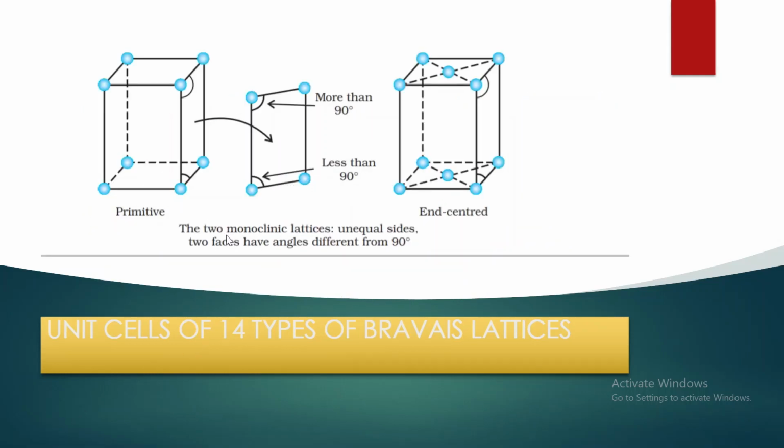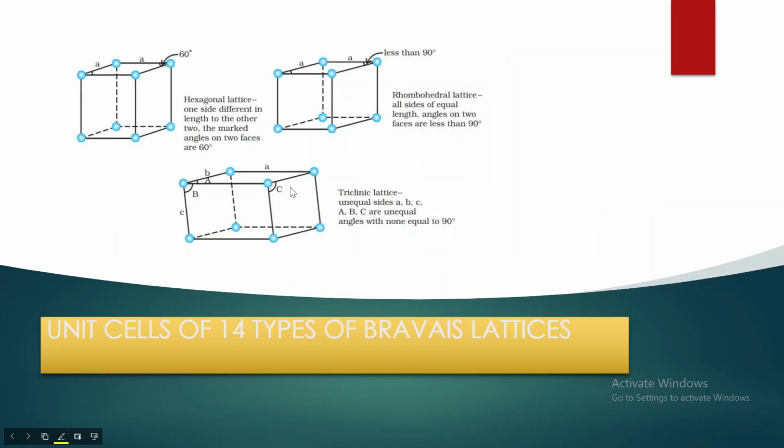Okay. Now the next one, monoclinic. There are 2 possible variations: primitive and end centered. Here, if we are talking about the sides, all the sides are unequal to each other. A and B are unequal, but angles alpha and gamma are equal to 90 degrees, while beta is not equal to 90 degrees.